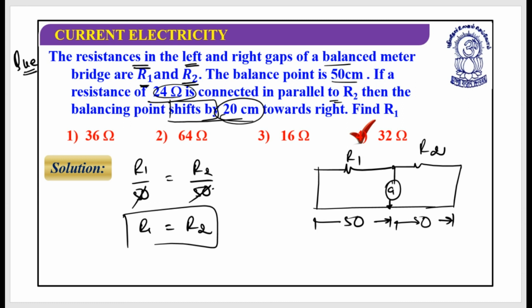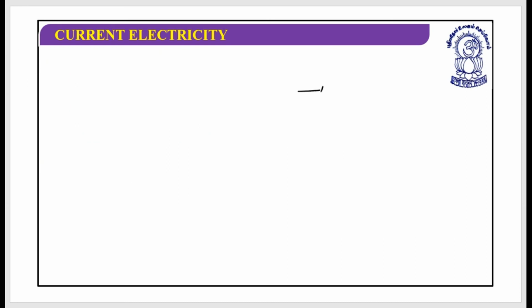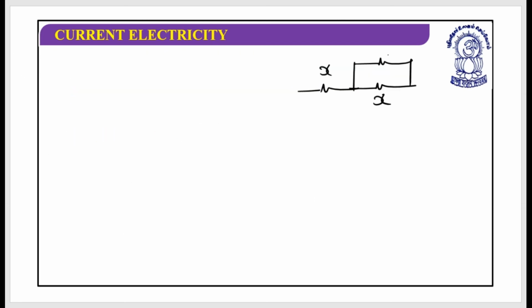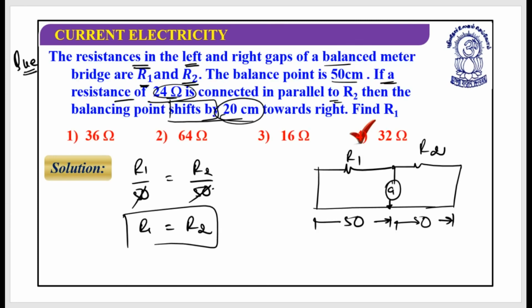Now if a resistance of 24 ohm is connected in parallel to R2, so let's say this is X, because we know that now both would be having the same value, and this has been connected with 24 ohm. Then the balance point shifts by 20 centimeter.